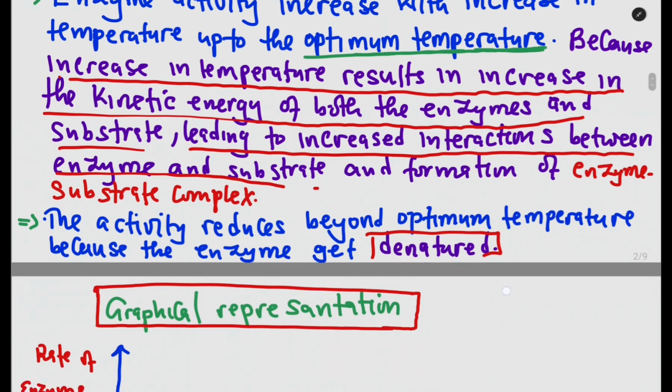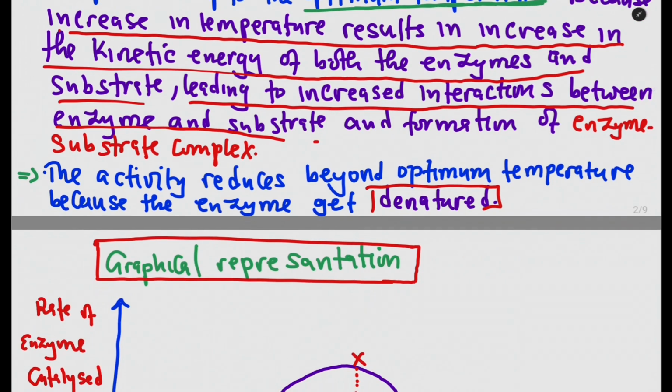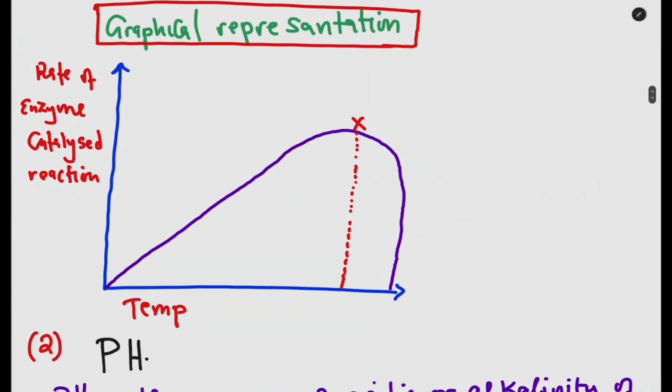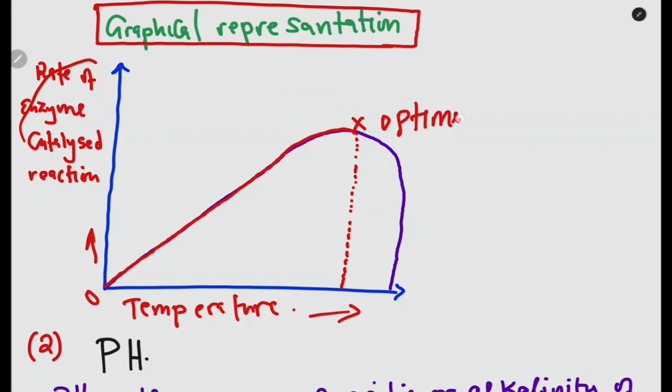Okay, now we are going to look at exactly what happened. Why does the activity reduce when the enzyme gets denatured? In terms of graphical representation, this is how it looks. Rate of enzyme catalyzed reaction is on this side, then we have temperature this side. What this graph shows is that from here, which is 0, going up, the rate of enzyme catalyzed reaction increases. Going this side we are also increasing temperature. As you increase the temperature, the rate of enzyme activity increases until the point X there. That is where you find the optimum temperature.